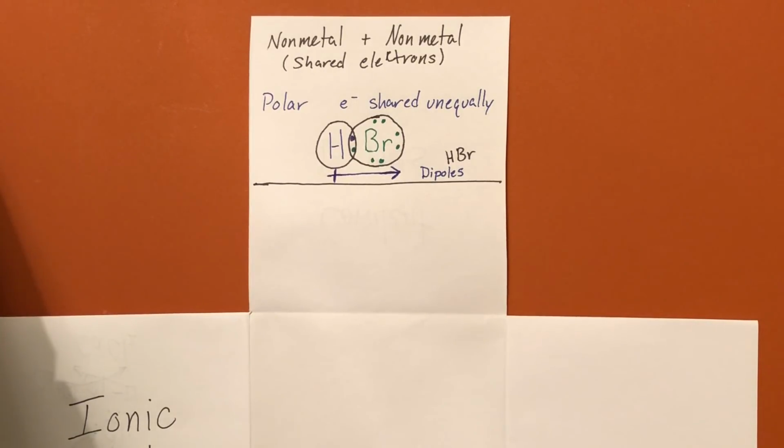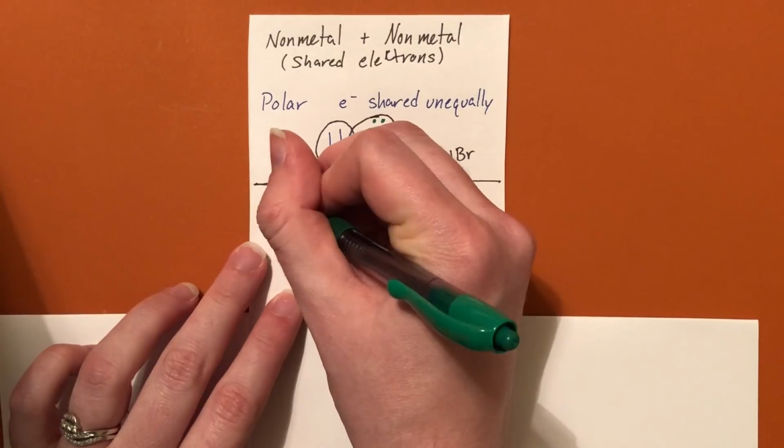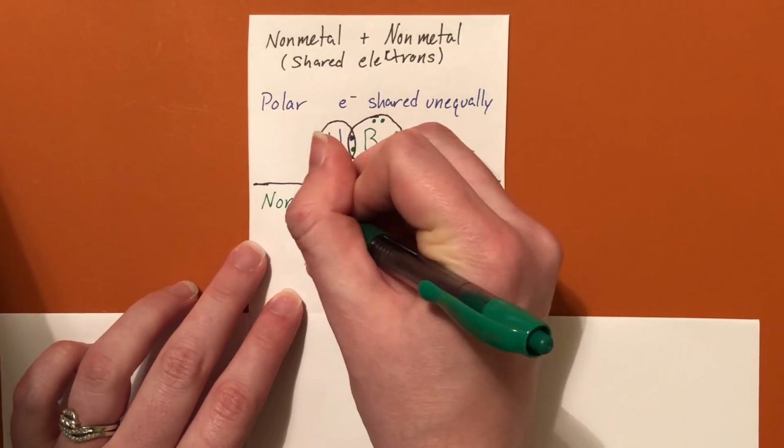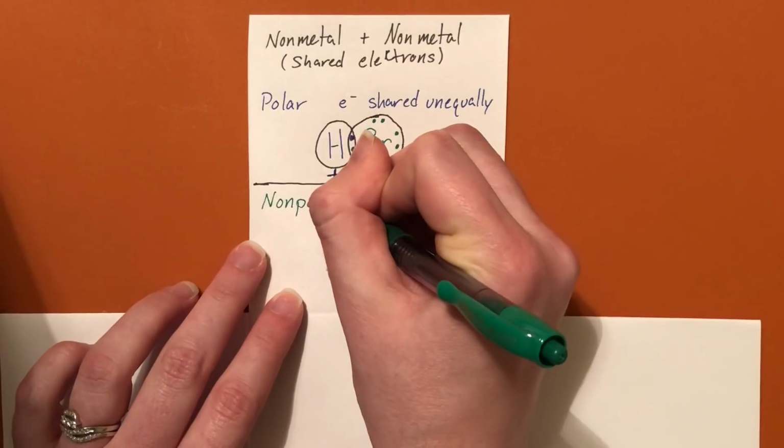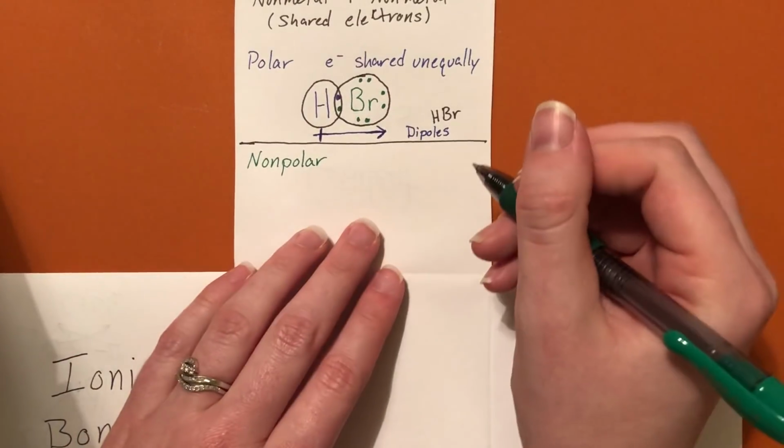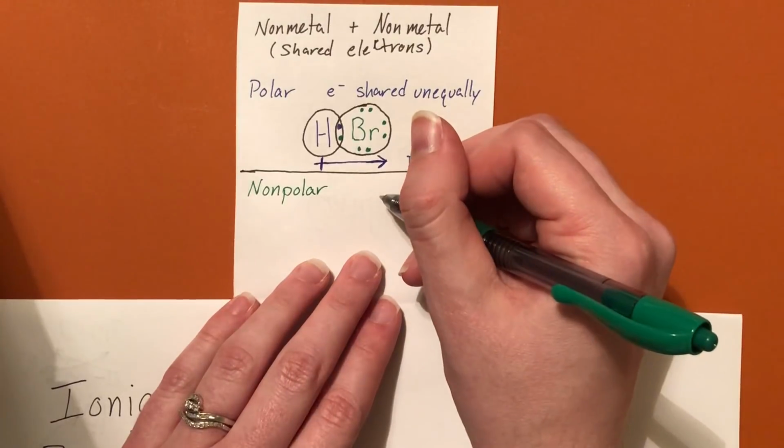Opposite of a polar is a non-polar covalent bond. Now, this is when electrons are shared equally.